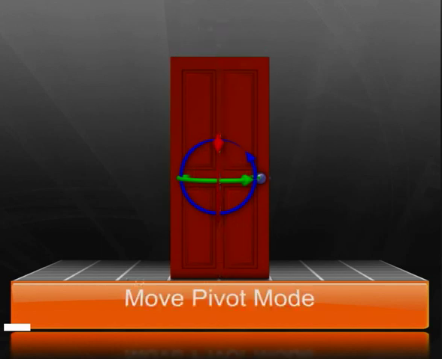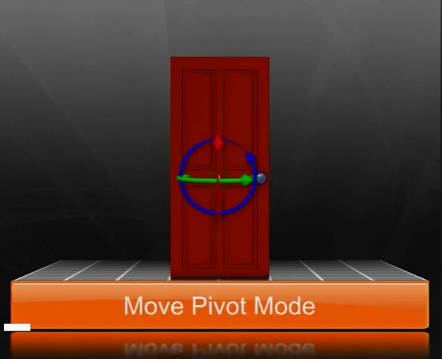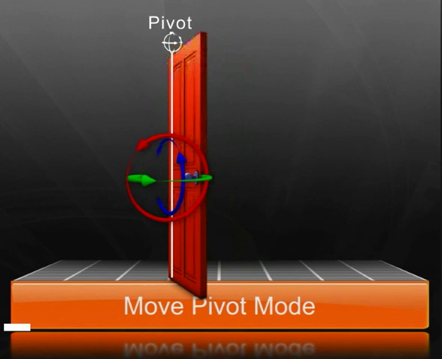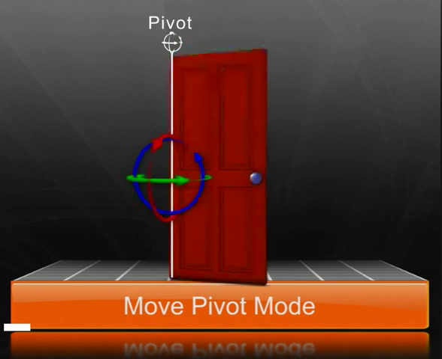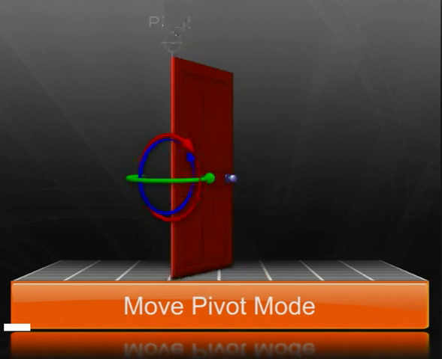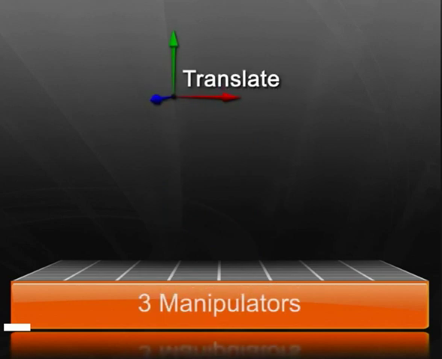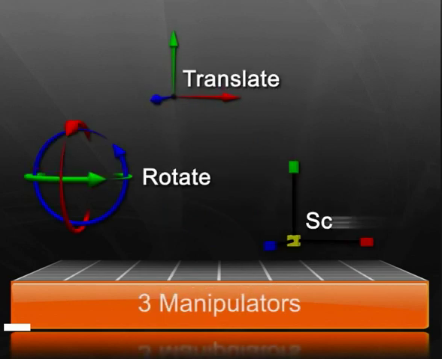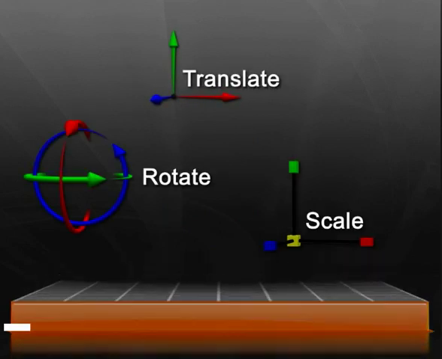To fix this, let's activate the Move Pivot mode. This allows us to move the pivot point to where we want the rotation to take place. Now, by translating the pivot point to the edge of the door, we can animate the door opening and closing and not just spinning. In this lesson, we learned about the three manipulators: translate, rotate, and scale, and about pivots. In the next lesson, we'll learn how to control time.